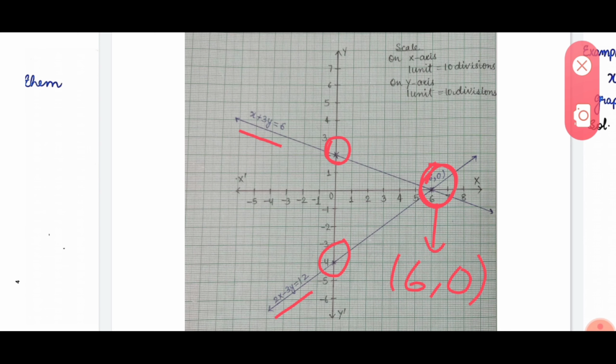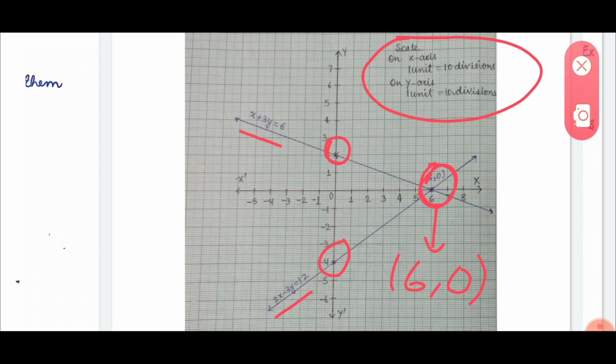Okay, so did you understand how to find the solution by the graph? The intersection point gives the solution of the equations, right? And here on the topmost corner I have written the scale for the graph. This is the universal scale that I taught you earlier. Okay, now let us see the conclusion of the question.